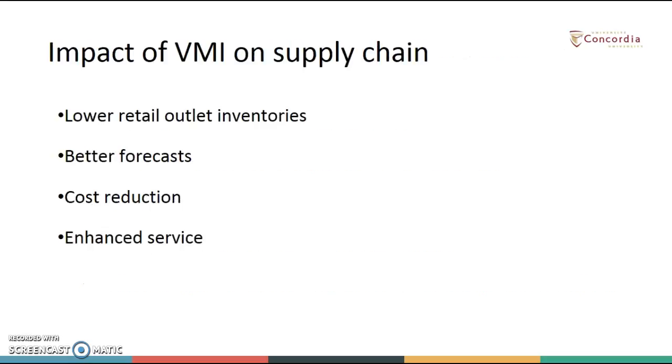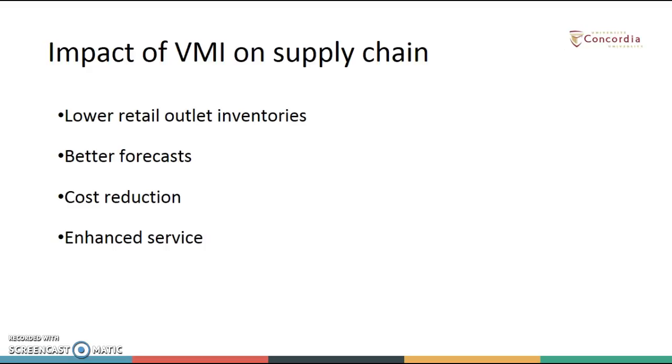And the impact of VMI on the supply chain. These are the 4 impacts that the VMI produces on the traditional supply chain. One is lower retail outlet inventories. As we discussed, the supplier in the VMI controls the retailer's stock level. So there is no need for safety stock to be mounted, so it automatically reduces the outlet inventories of the retailer. And the second one is better forecast.